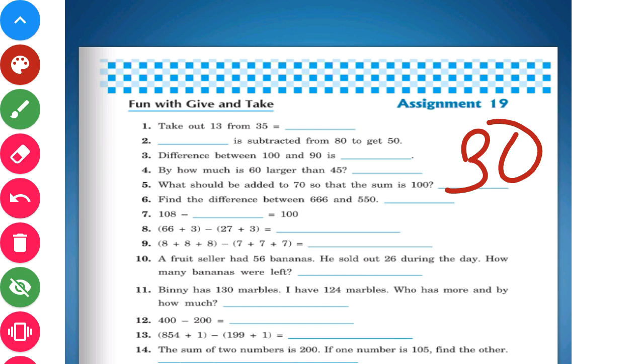Now question number 6. Find the difference between 666 and 550. Which word is being used here? Difference. What will you do here? You will just subtract. The word difference is being used here. That means we just have to subtract the numbers. So let us subtract 666 minus 550.